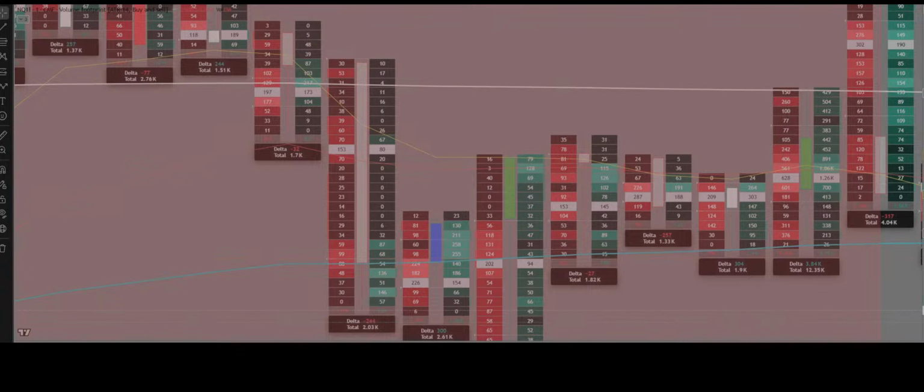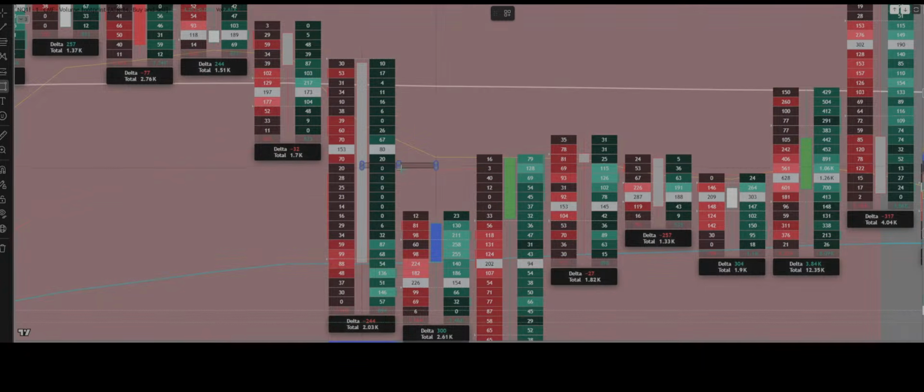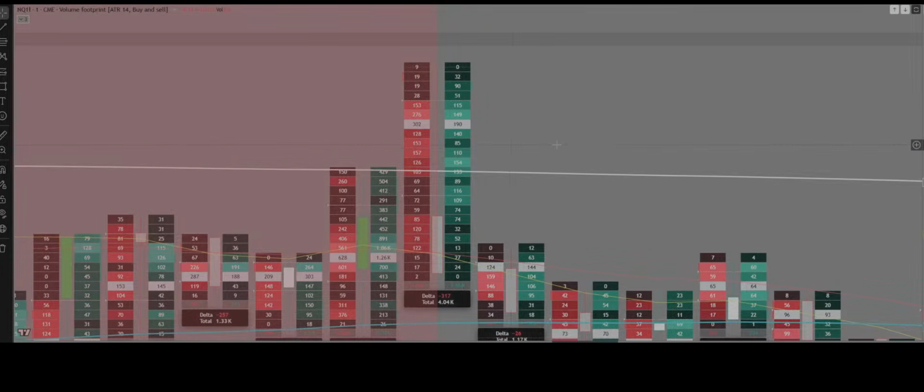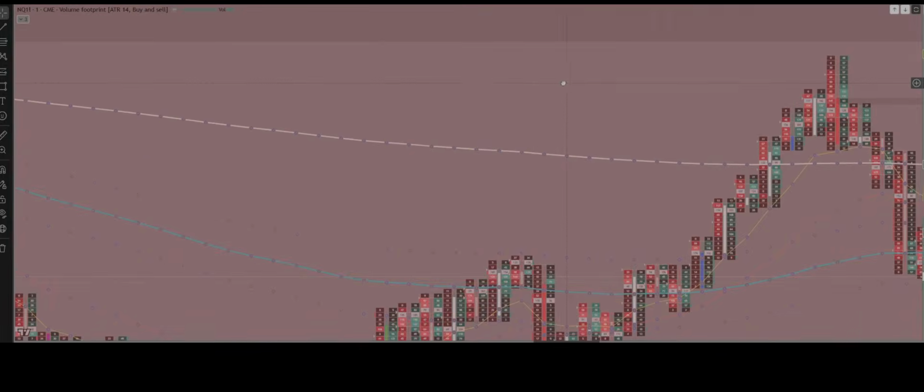When these are printed, these zeros right here, that's basically a hole in the order book. They want to come back and fill those. So what I'm trading back to is these dead areas. Never seen this before? I know. So much stuff doesn't get covered. It's as simple as that. And that's a volume footprint.